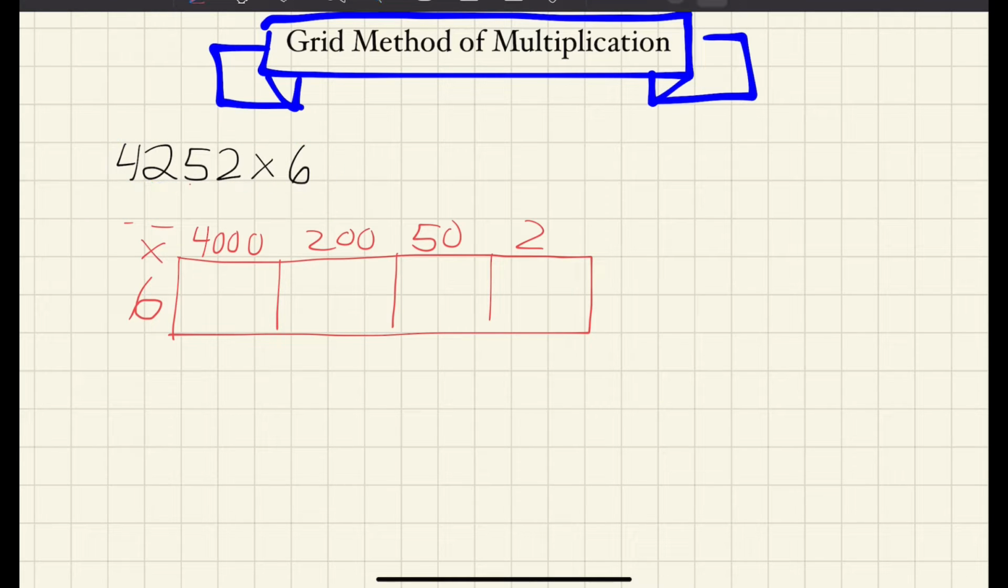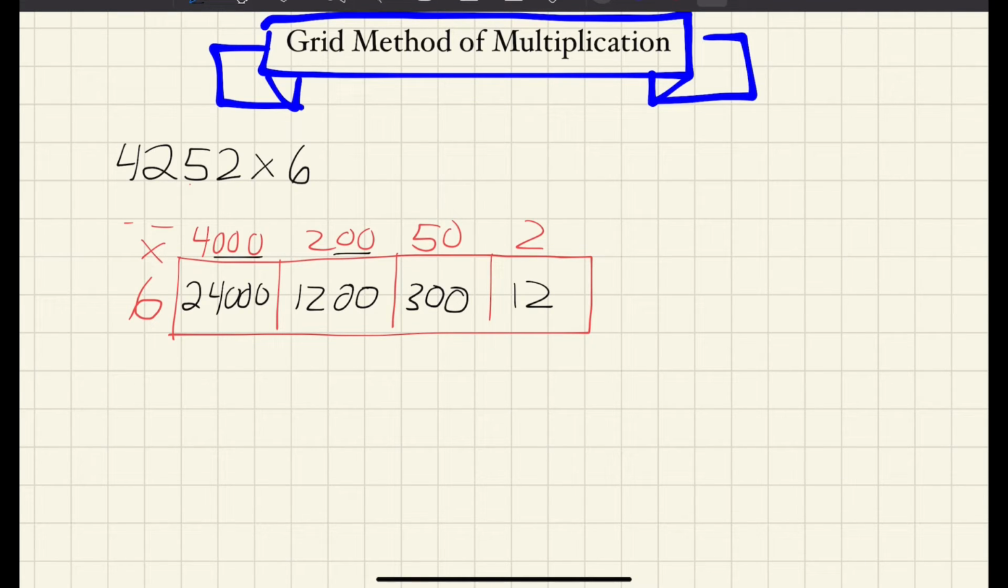strategy is I am going to multiply first the 4,000 by 6. So what I can do is I can go 4 times 6 is 24, and there's 3 zeros left. I can add these 3 zeros here. 6 times 2 is 12, 2 zeros. 6 times 5 is 30, plus the 1 zero, and 6 times 2 is 12.